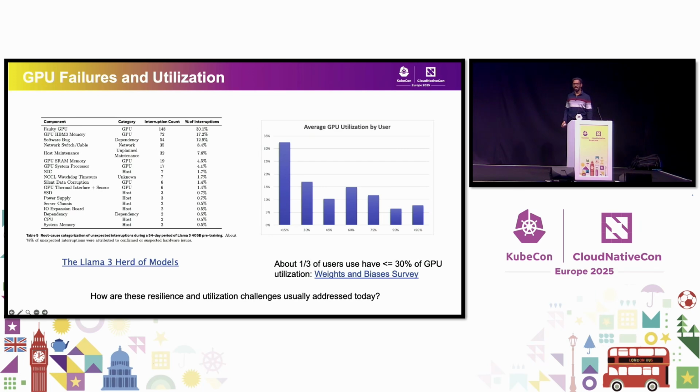And this is also validated by many papers and reports that have come out. You probably have seen the Llama 3 paper with how frequent GPU errors are, and the different types of issues that people are encountering, especially for training. And then we've seen talks in this conference as well, talking about the frequency of GPU errors. There's also surveys which validate what you're experiencing around low GPU utilization. So about a third of users have less than or equal to 30% of GPU usage, according to this survey. But how do we address these challenges today, and how can we make it better?